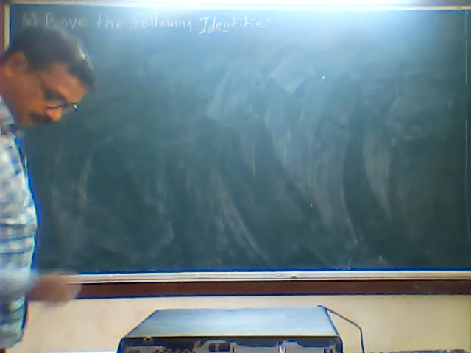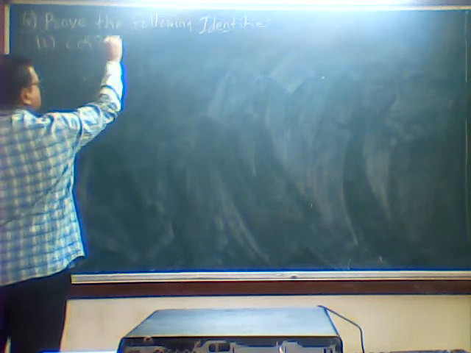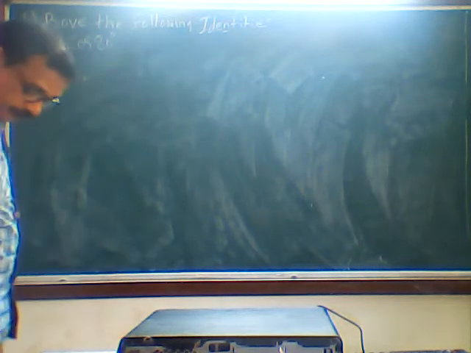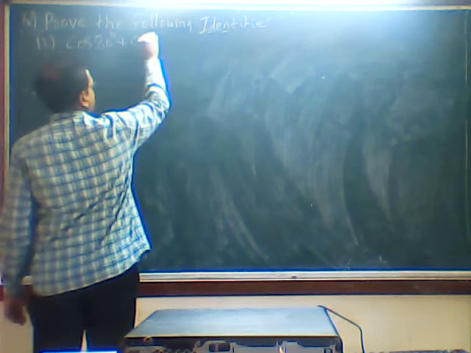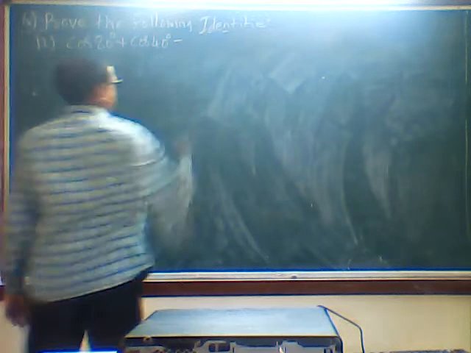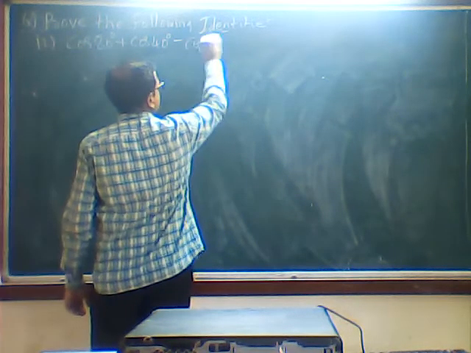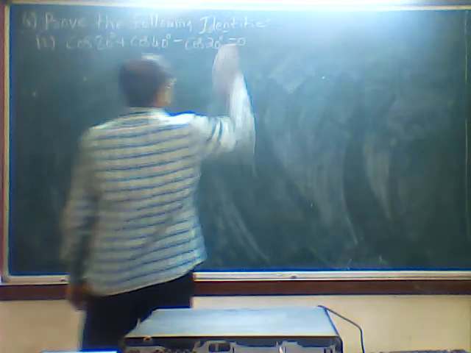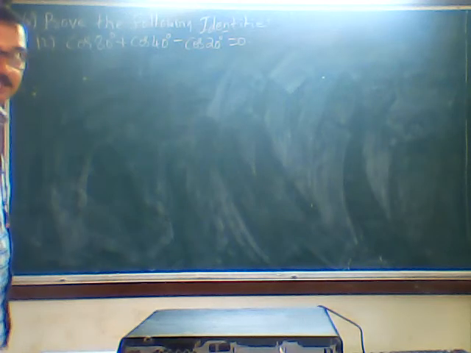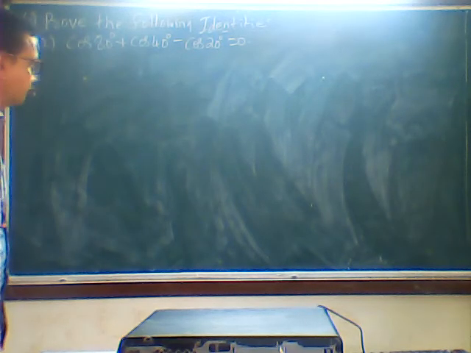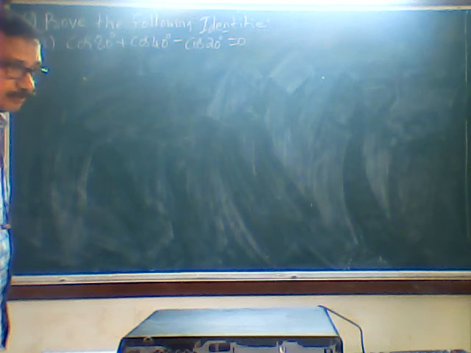Next is the 12th problem. Cos 80 degree plus cos 40 degree minus cos 20 degree is equal to 0. The problem is what? Cos 80 degree plus cos 40 degree minus cos 20 degree is equal to 0. Again, you have to choose C and D and solve the problem.